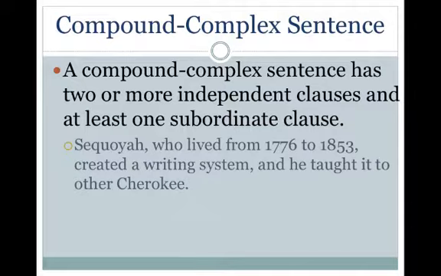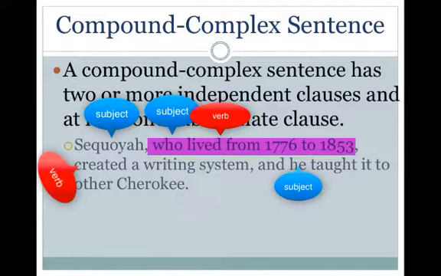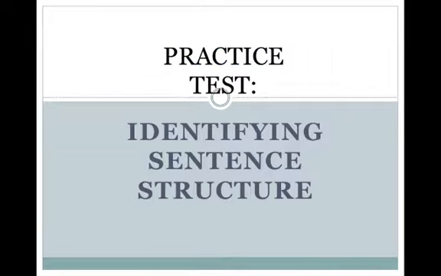In this case, we've got a subject Sequoyah and a verb created, and then within that we have a subordinate clause, who lived from 1766 to 1843, with the subject who and the verb lived, and then we have another subject, he, at the end of the sentence, and taught as the verb. Let's take a practice test to identify sentence structure.